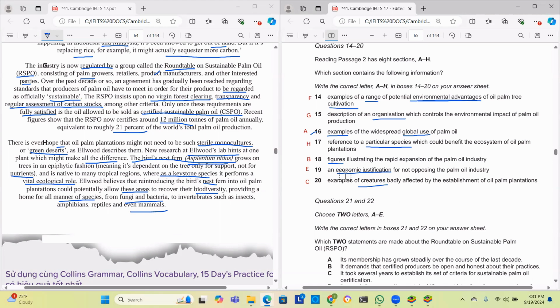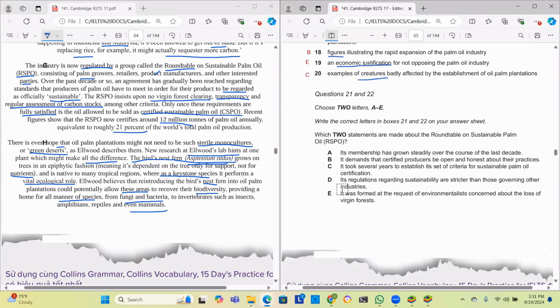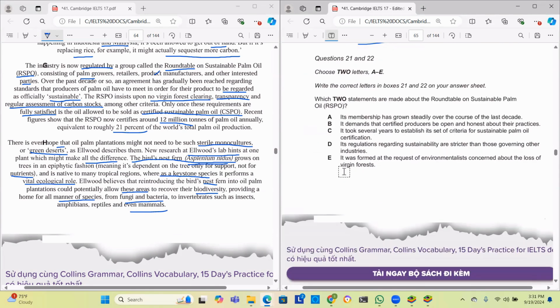Yes, so these are my answers for the first set of questions. And now let's move to the choose-the-options question. Here we have 5 options, and we have to choose 2 out of these. Now let's read all the options once.